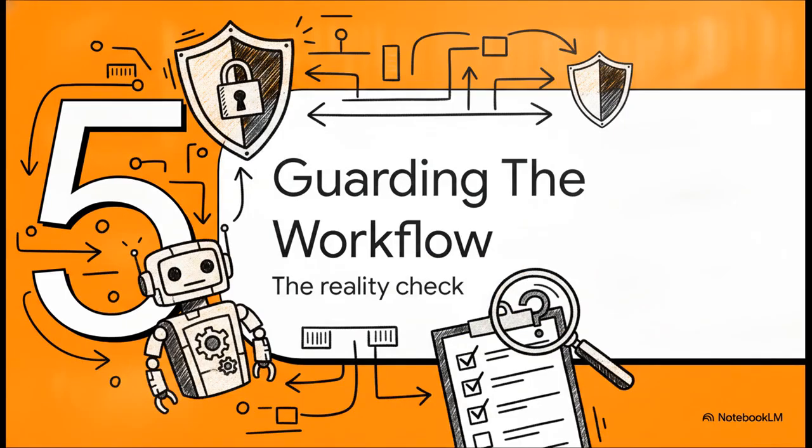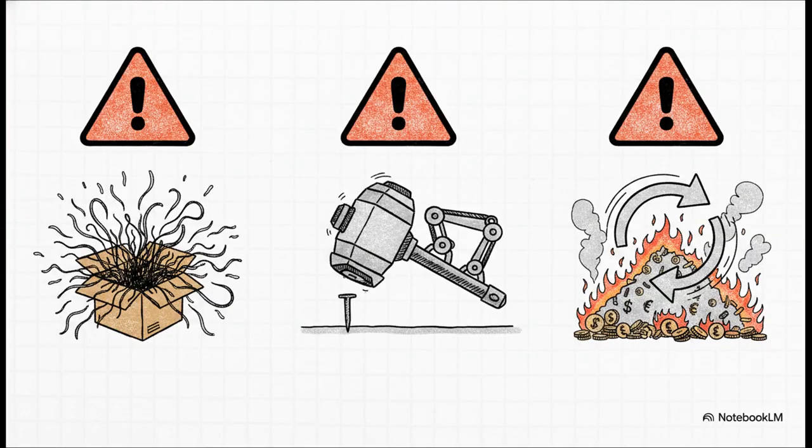Section 5. Guarding the agentic workflow, closing with the reality check. Okay, to put these agents into production safely and to prevent absolute disasters, you must avoid these common anti-patterns. First, don't write a God prompt. That's trying to cram every single instruction and edge case into one massive, monolithic text block. Avoid over-agentification, too. Don't use an expensive LLM when a super fast, cheap deterministic script works perfectly fine.